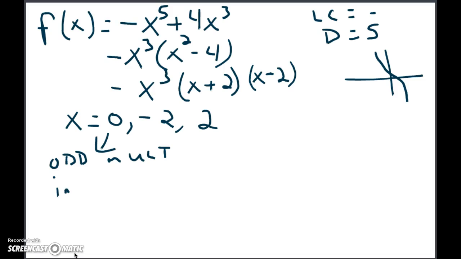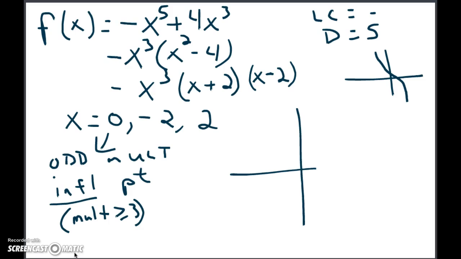That tells me there is an inflection point. Now, WebAssign will say it crosses through at 0. But if the multiplicity is greater than or equal to 3, it's an inflection point. If the multiplicity is 1, the graph merely passes through the point.